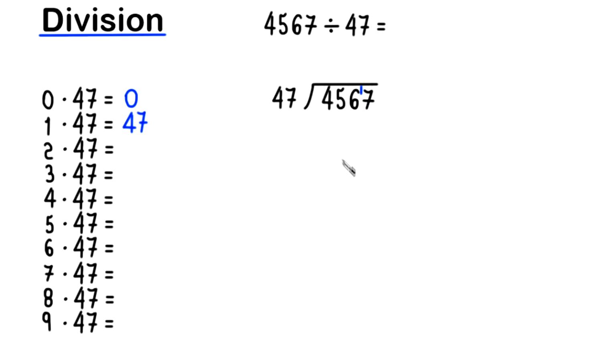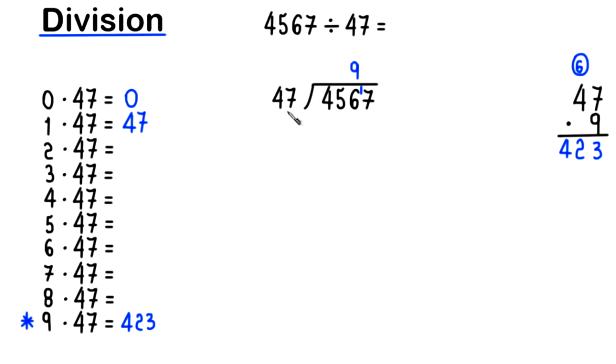Let's multiply to check. So here I am going to multiply 9 times 47, and I will see if 9 is the number of times that 47 can go into 456. The multiplication is done, and now I know that 9 times 47 equals 423. I will record this result here, and now we can say for sure that 47 can go 9 times into 456. And that means that 9 is the first digit of our quotient. I will write 9 here.